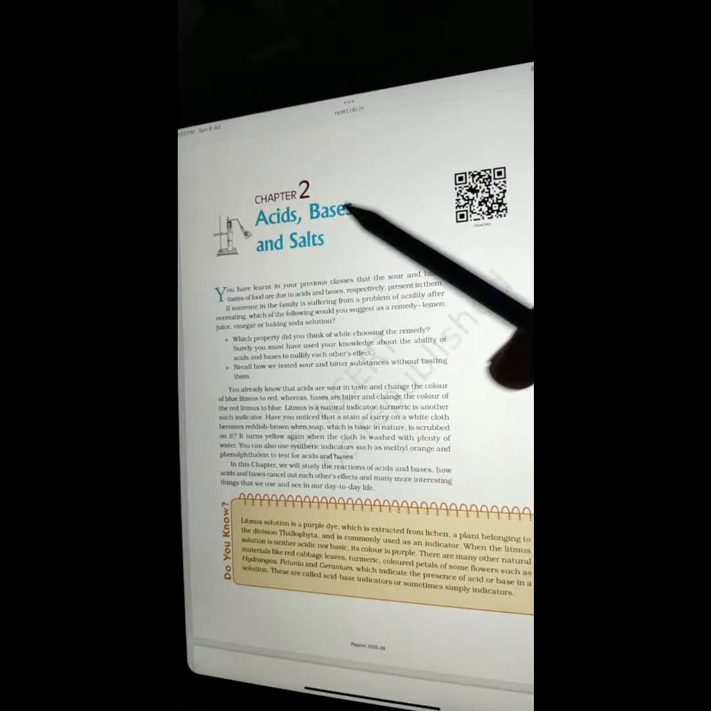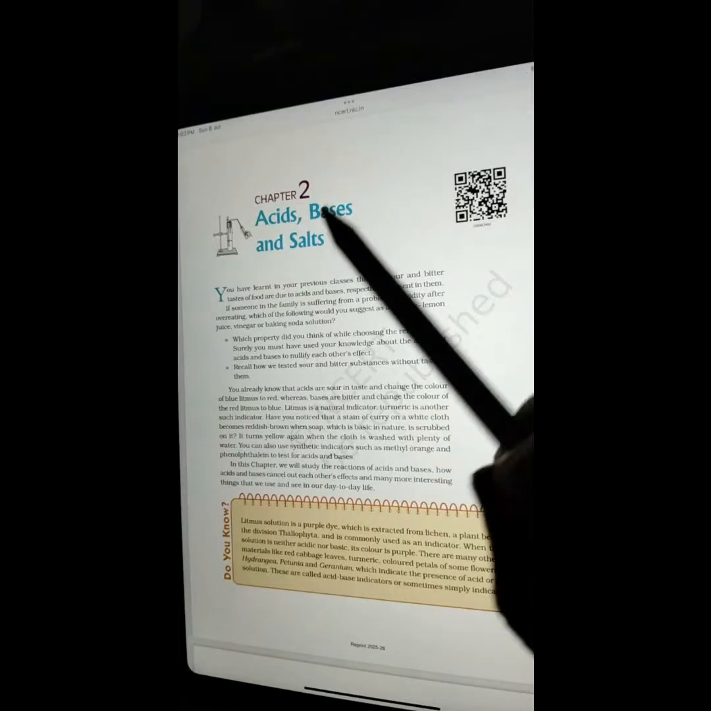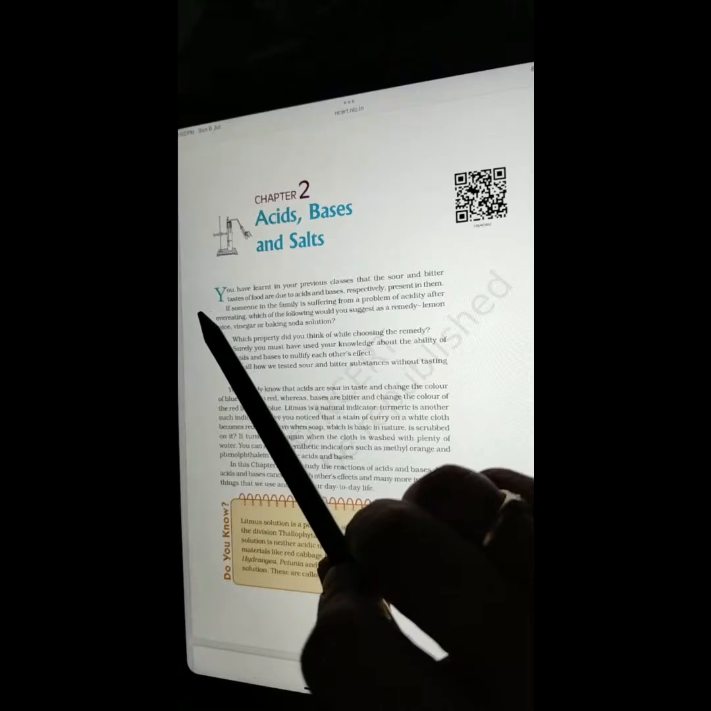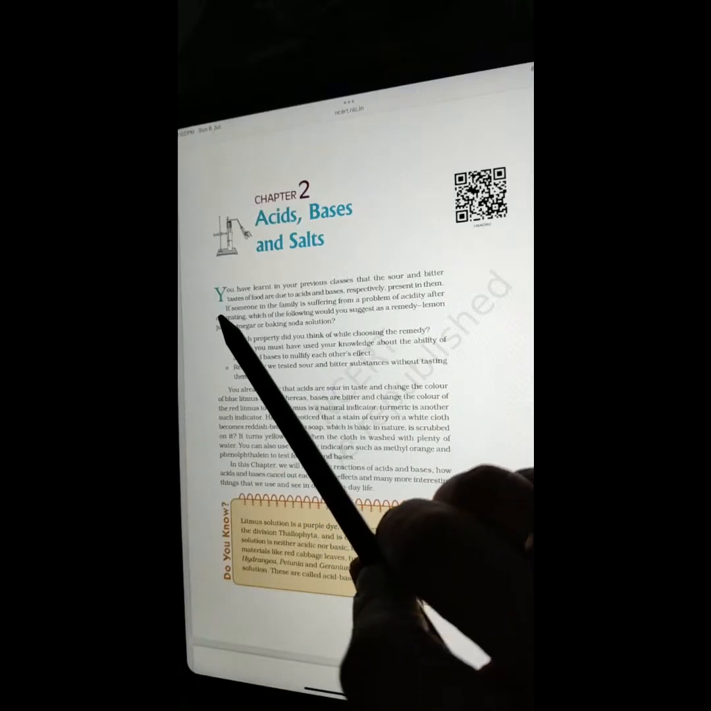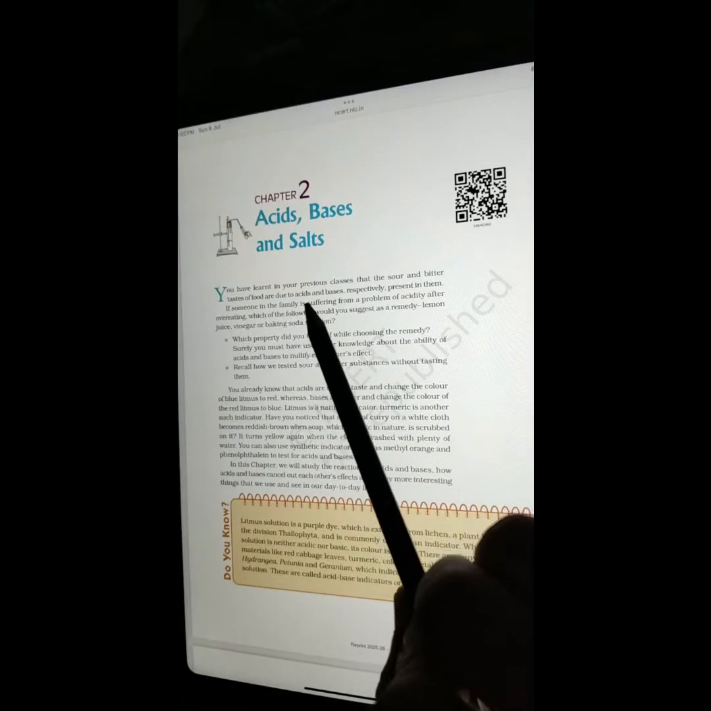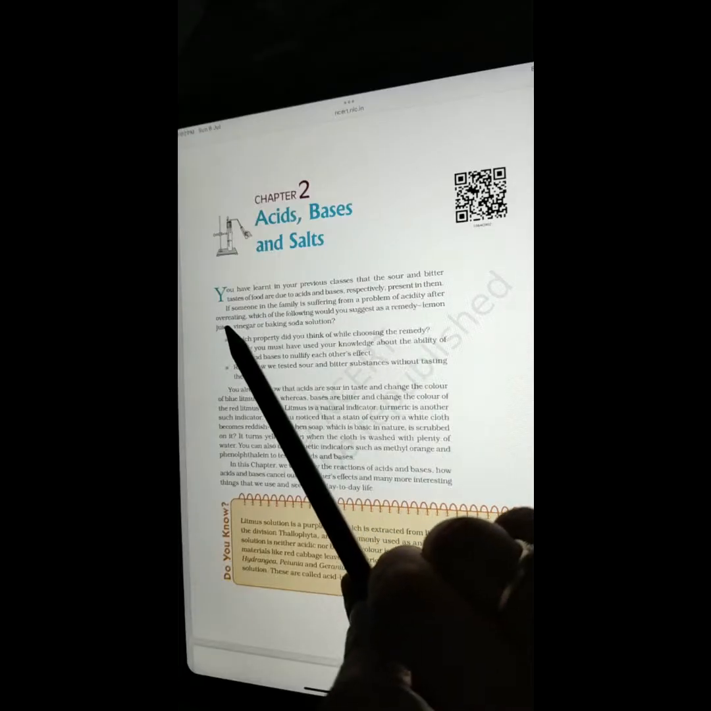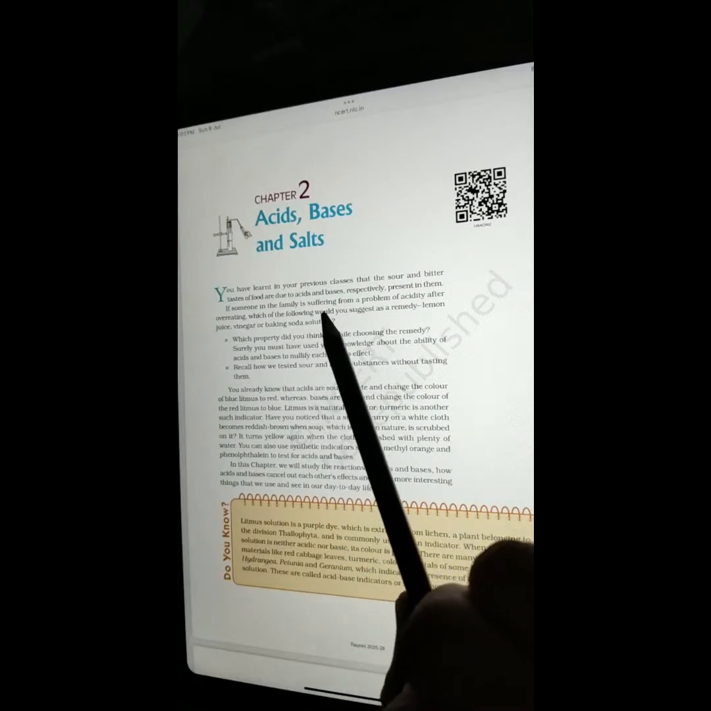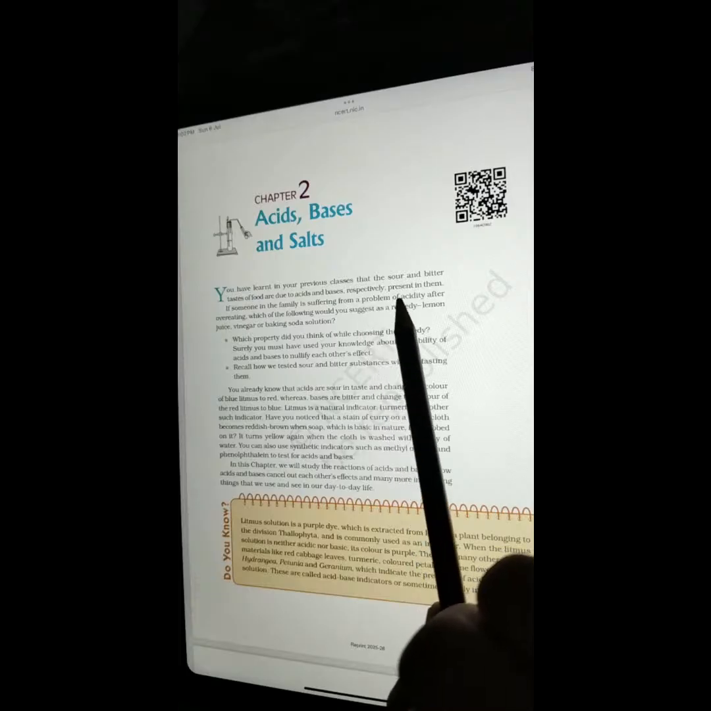Let's begin with the reading of Chapter 2, Acids, Bases and Salts, Class 10 Science NCERT followed in CBSE board. You have learnt in your previous classes that the sour and the bitter taste of food are due to acids and bases respectively present in them.